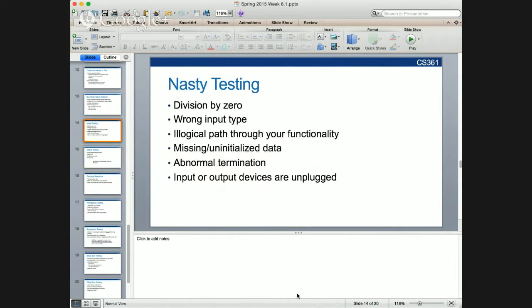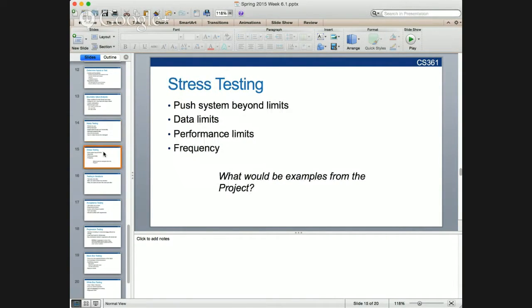It's akin to the nasty testing, in the sense that you're trying to break the system by going beyond the bounds. When I do division by zero, or the wrong input types, or force the illogical path, by forcing an odd path through a protocol, that's really more, well, I know that there are boundary values that I'm going to try and test and see what happens. Whereas stress testing tends to be more performance and reliability type limitations.